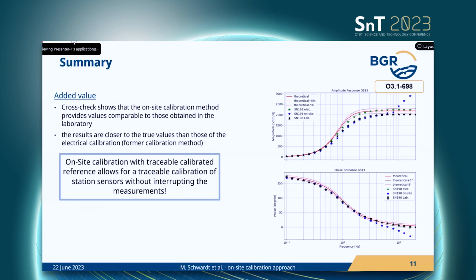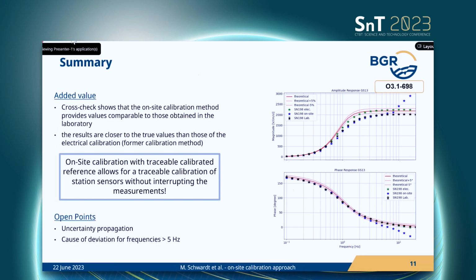So what is the outcome of the project at the moment? Well, traceable on-site calibration for seismometers is possible, for infrasound stations as well. The biggest benefit is we don't have to interrupt any of our measurements. They can just keep running, and all technical requirements are fulfilled. However, there are still some open points like uncertainty propagation and the interesting behavior for higher frequencies. But we had some very nice discussions today, so this will hopefully soon be solved.